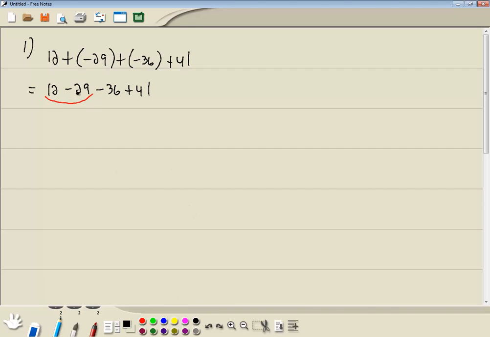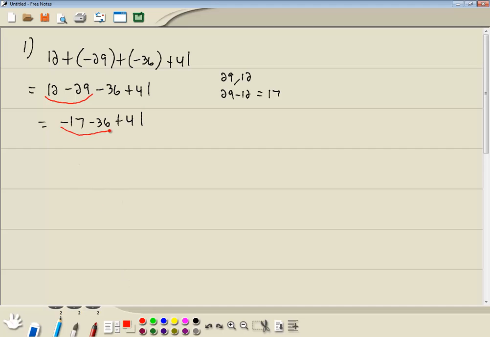We've got positive 12 and negative 29, so different signs. Our steps say to ignore the signs, so we've got 29 and 12. Subtract the smaller from the larger. 29 minus 12 gives us, was it 17? And the sign of the answer is the original sign of the larger number, which was 29, which was negative. So we're going to have negative 17, and then the rest of it carries down.